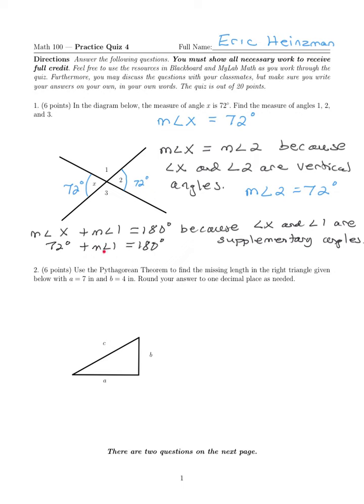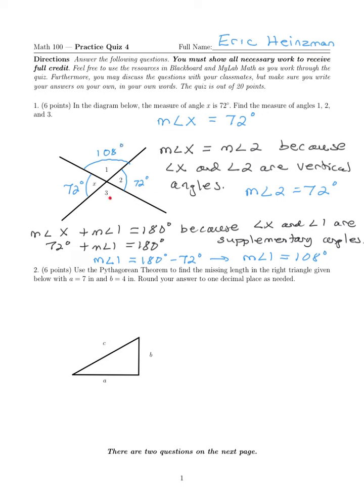If you want to find the measure of angle 1, you can take 180 degrees and subtract 72 from it. So what is the measure of angle 1? It's equal to 180 degrees minus 72 degrees. And that means the measure of angle 1 is 108 degrees. So this here is 108 degrees.